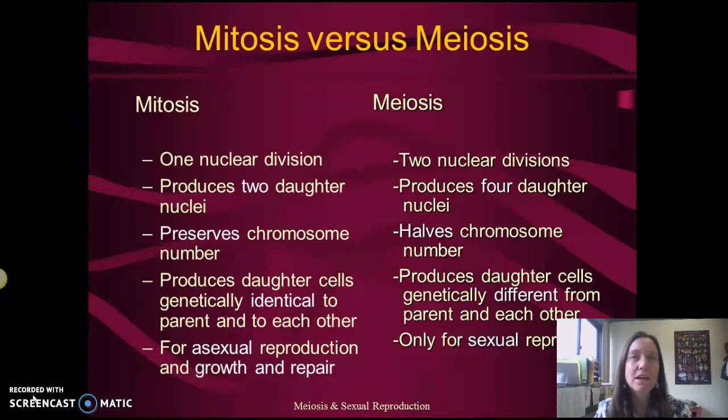Meiosis, on the other hand, involves two divisions of the nucleus. So the nucleus divides one time and another time. This produces four daughter cells and cuts the chromosome number in half. We'll see how that happens in a minute. The daughter cells are genetically different from each other. So each of those four cells is different, and each of those four cells is different from the original cell. Cuts the chromosome number in half. And this is used only for producing gametes for sexual reproduction.